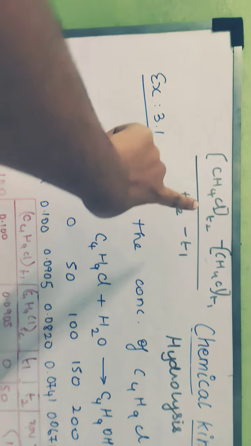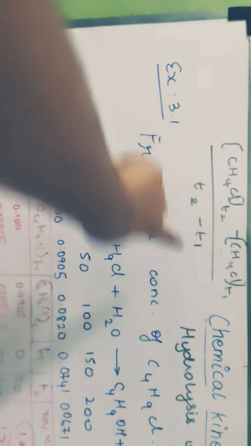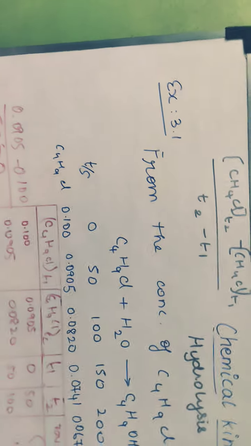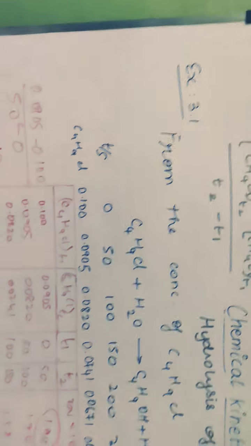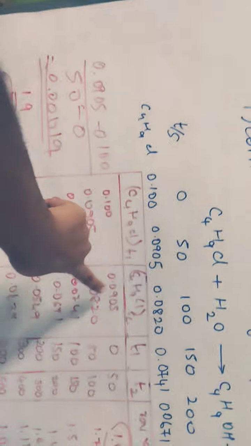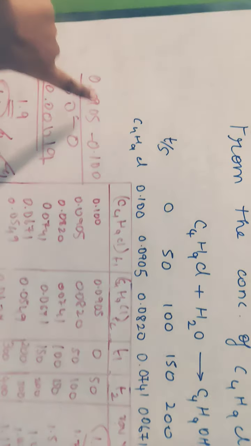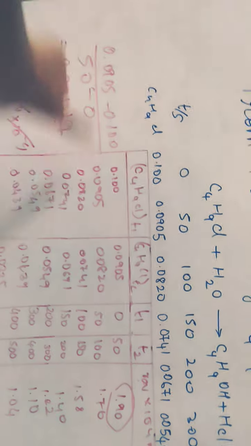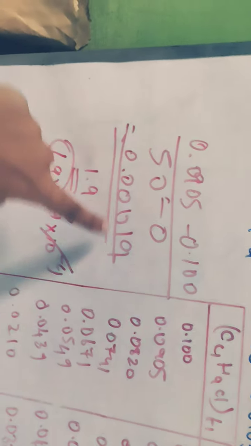So here is the formula: C4H9Cl at T2 minus C4H9Cl at T1 by T2 minus T1, which is the final concentration minus the initial concentration by the final time minus the initial time. This process is known as hydrolysis of butyl chloride. So let me show how I got this answer. First the final concentration minus the initial concentration by the final time minus the initial time. If I do this, I get the answer to be 0.00019.